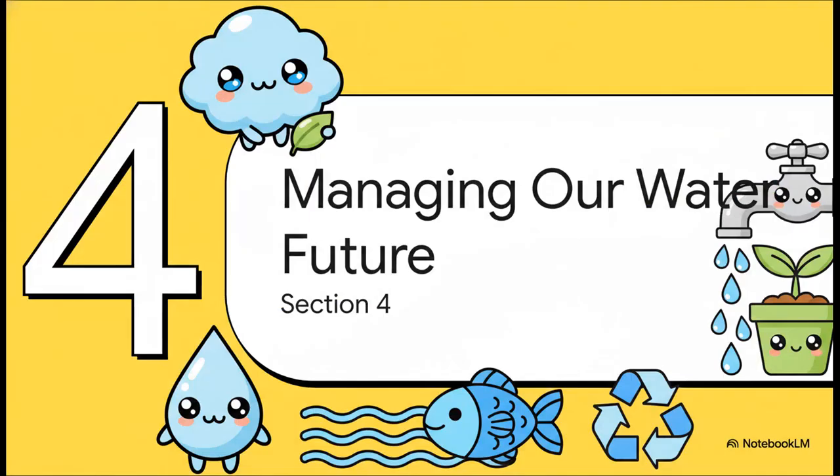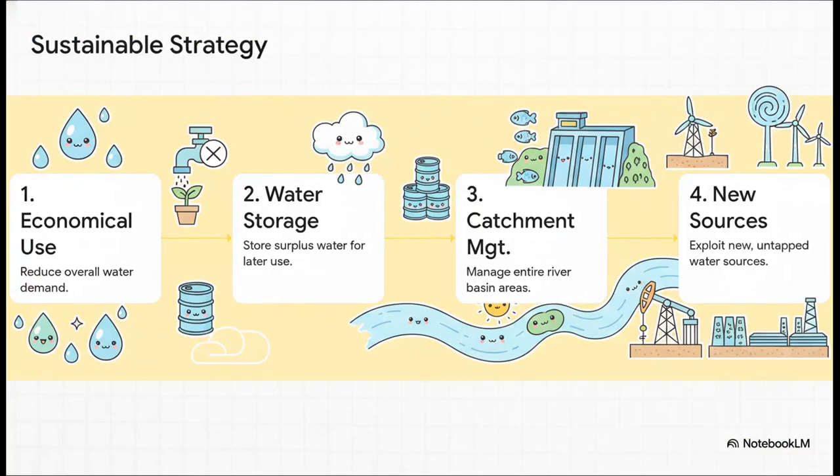Okay, that all sounds pretty grim, I know. But the good news is there are definitely things we can do to manage our water more sustainably. So what's the plan? This brings us to the strategies we can use to secure our water future. When we look at the solutions, they generally fall into four main categories. We can use water more economically to cut demand, we can get smarter about how we store it, we can manage entire river catchments more holistically, and we can look at exploiting new sources.